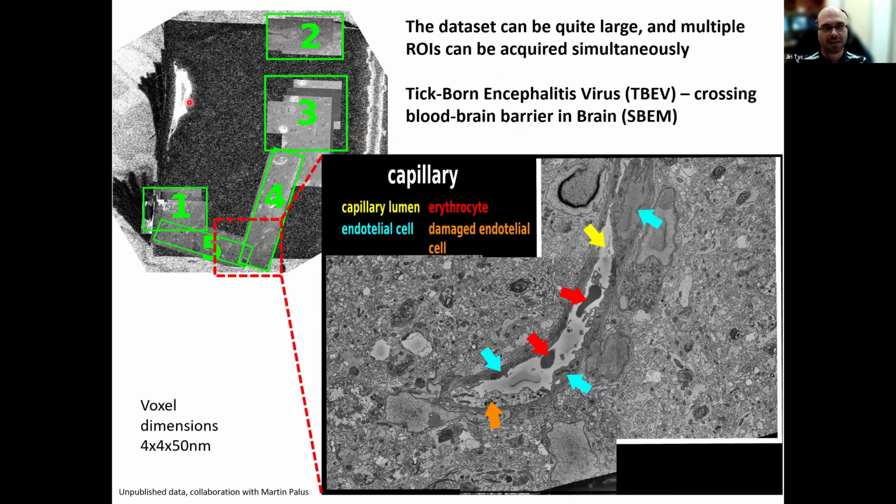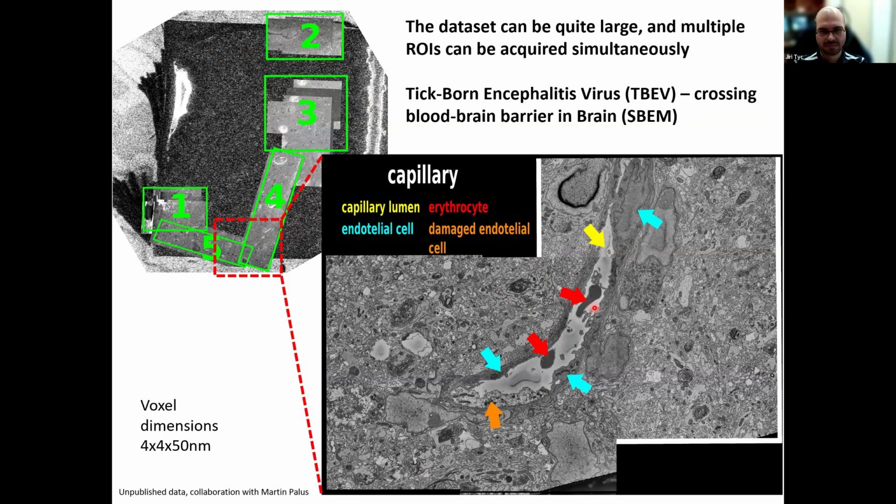So here you can see the block, and here we were tracking the damage to the brain caused by tick-borne encephalitis virus, and we wanted to see if there is some change to the endothelial cells and cells of the blood-brain barrier. So there were 5 capillaries, so we had 5 different regions of interest that we were acquiring simultaneously. I'm showing just this part here.